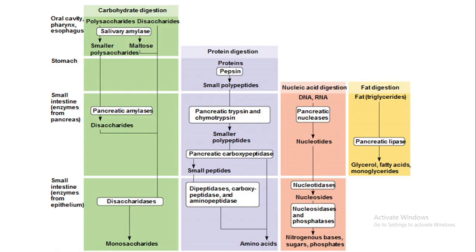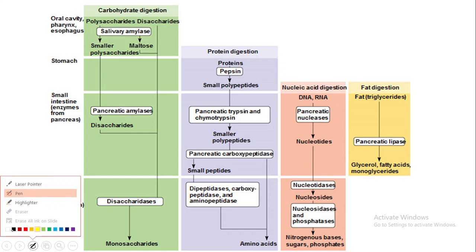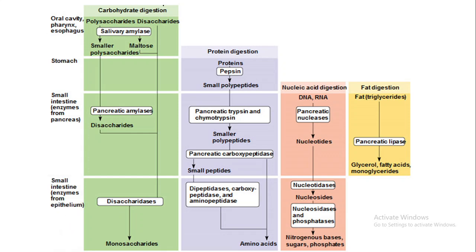Another image that will give you a proper insight into how things work. Carbohydrate digestion. Please follow me if you have not paid attention previously. In the oral cavity, pharynx and esophagus, polysaccharides are converted into smaller polysaccharides by salivary amylase.